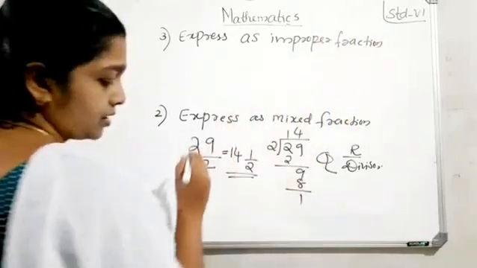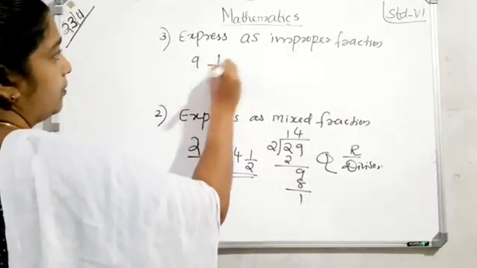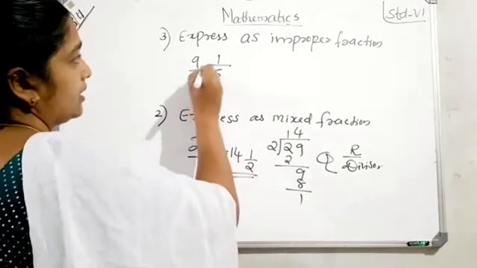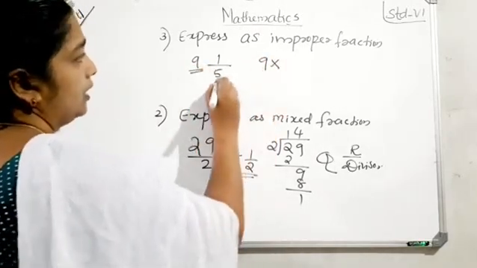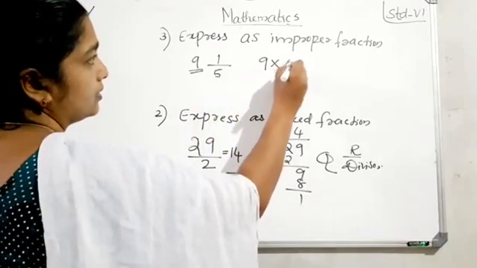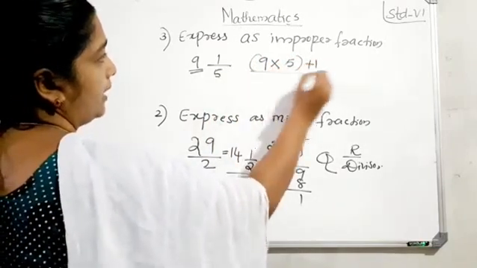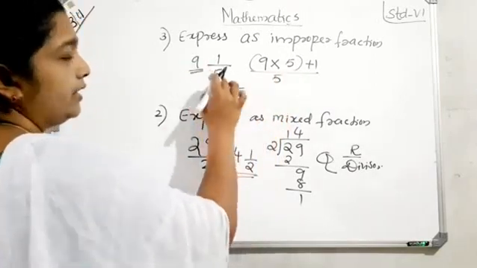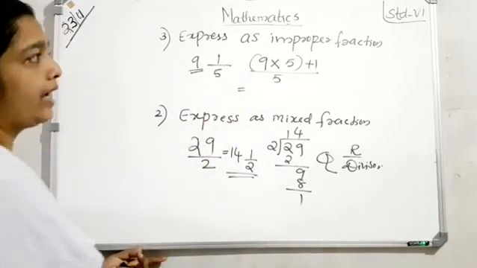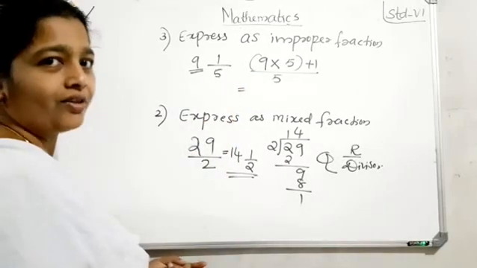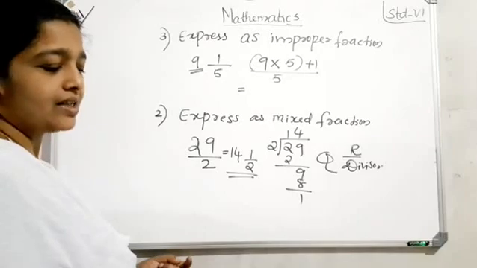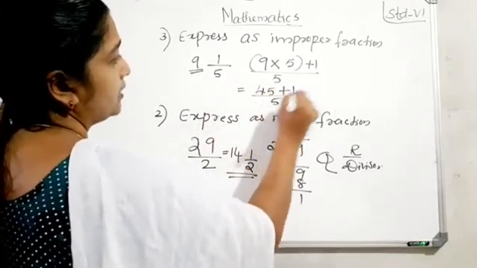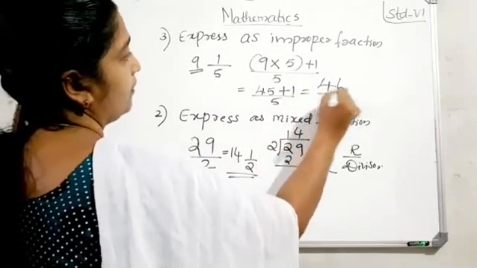Improper fraction. Question: 9 1 by 5. How can we change it? Whole number into denominator plus numerator, by denominator. 9 into 5 plus 1 by 5. 9 5s are 45, 45 plus 1 equals 46. That equals 9 5s are 45 plus 1 by 5, that equals 46 by 5.